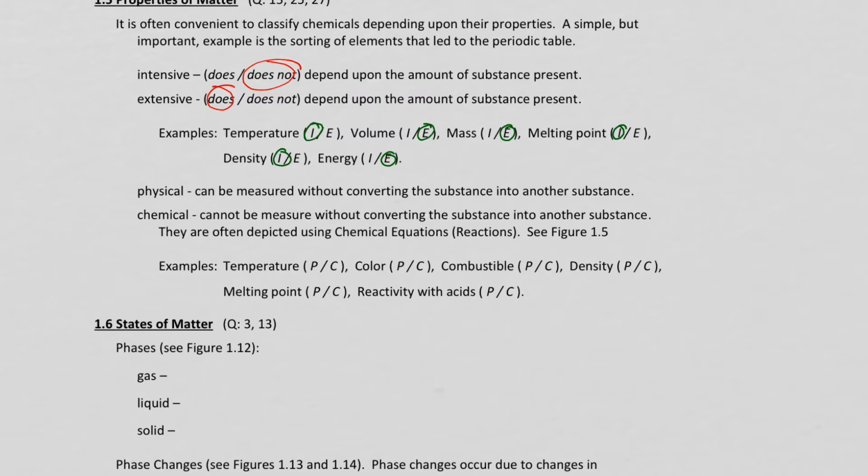Temperature. Can you measure the temperature of something without chemically changing it? Heck yes, you can. We have thermometers. Color. Can you look at something and tell me what color it is without making it undergo a chemical reaction? Heck yes, you can.